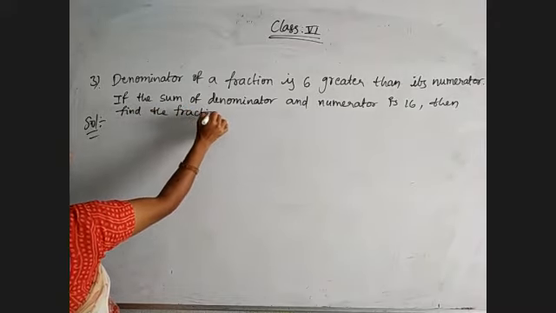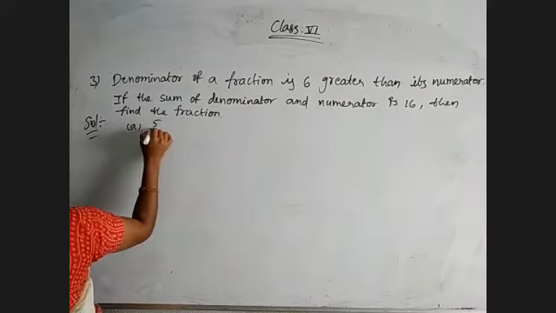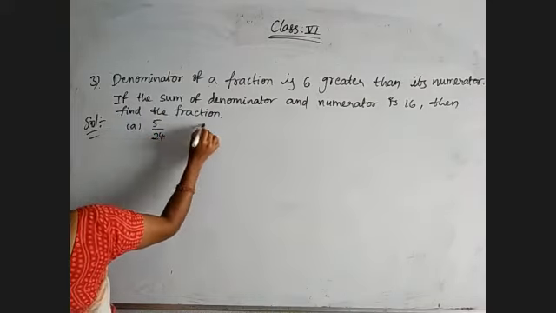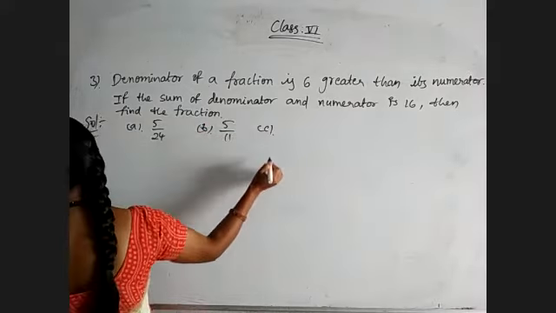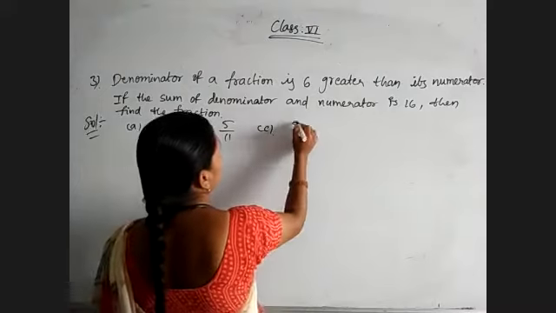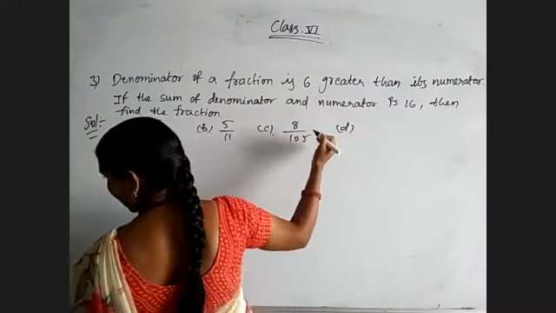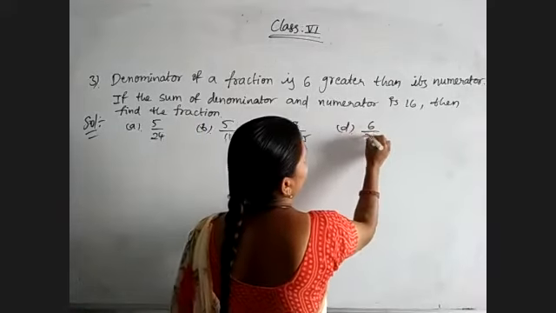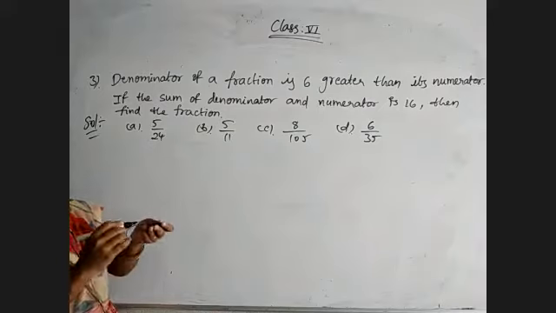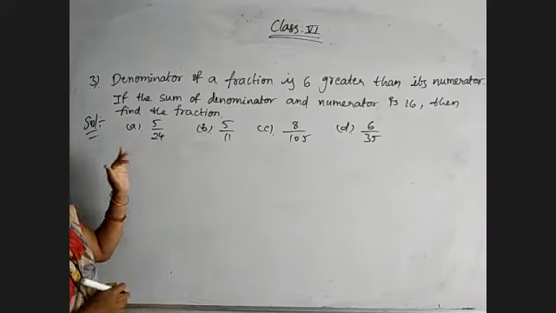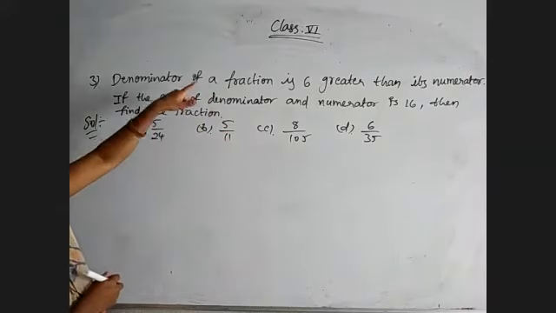Okay, first suppose here they are given the options also. First option is 5 by 24, second option is 5 by 11, third option is 8 by 105, and last option is 6 by 35. So actually by simplifying this question we'll get a very lengthy process. Just observe the options and the given conditions.